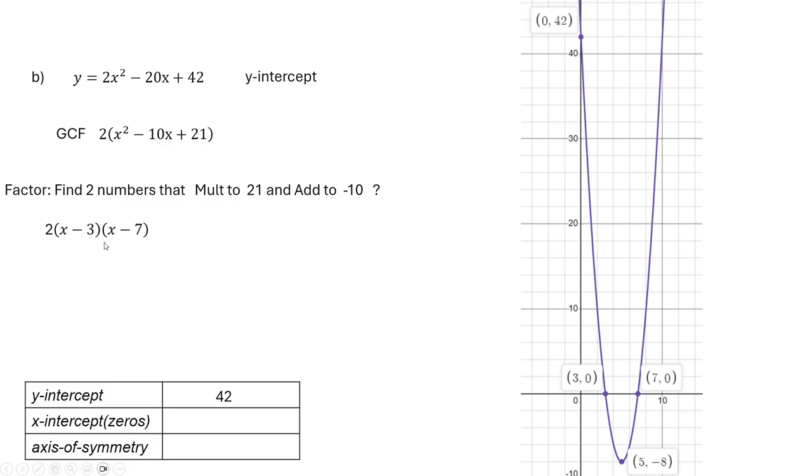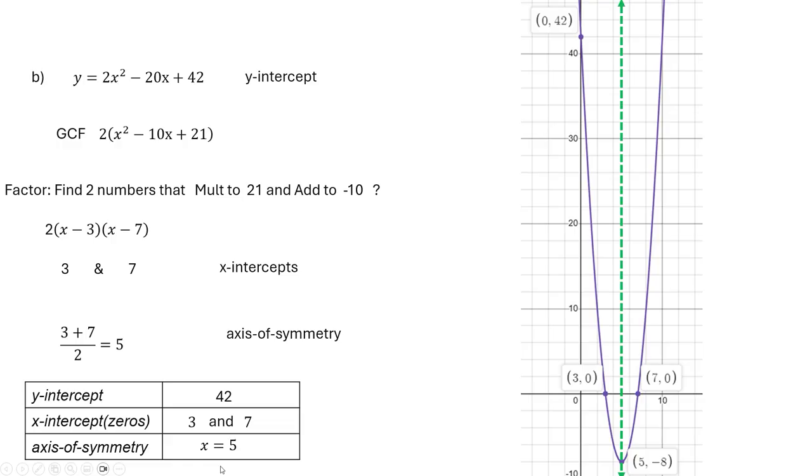But inside the brackets, x minus 3 and x minus 7 tells us that our x-intercepts are going to be positive 3 and positive 7. So we'll write this down here as our x-intercepts. To calculate the axis of symmetry, we simply add 3 plus 7 and divide by 2. It gives us a value of 5. We can say that our axis of symmetry is 5, and the equation for that is x equals 5.